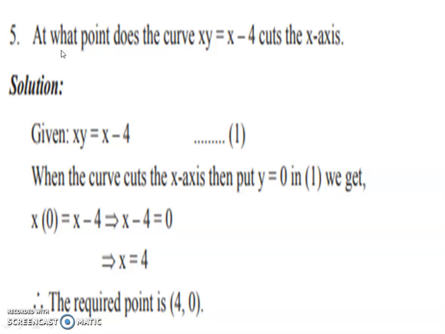At what point does the curve x into y equal to x minus 4 cut the x-axis? On the x-axis, the y coordinate is 0. Remember that. So we use that condition, given that x into y is equal to x minus 4. When the curve cuts the axis, put y is equal to 0 in equation 1. If we put y is equal to 0, then 0 into anything is 0. So 0 is equal to x minus 4, so x minus 4 equal to 0, that represents x equal to 4. So the required point on the curve is 4 comma 0, because the y coordinate is 0.